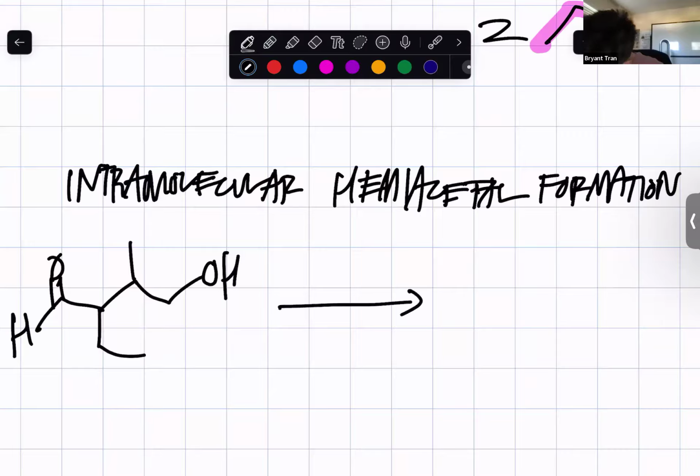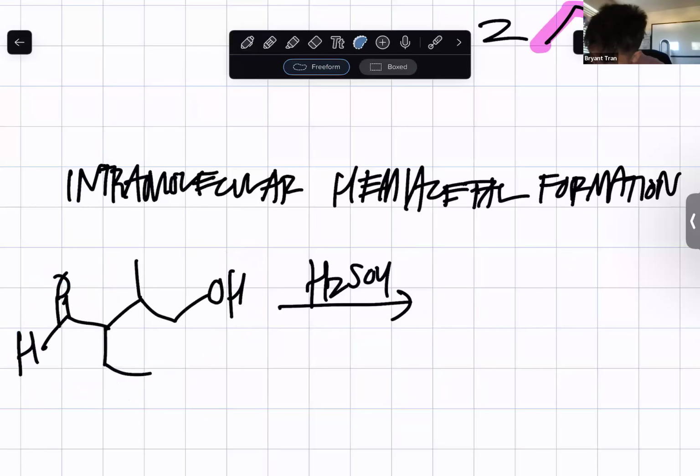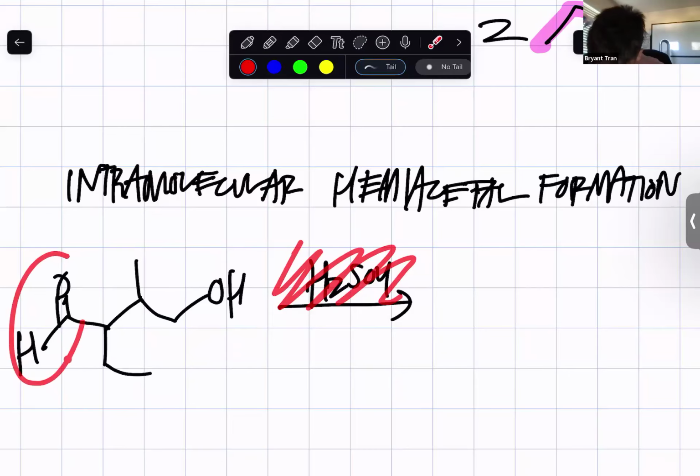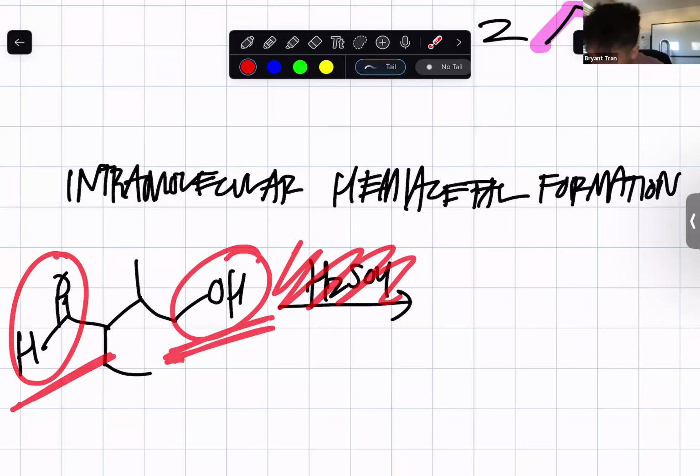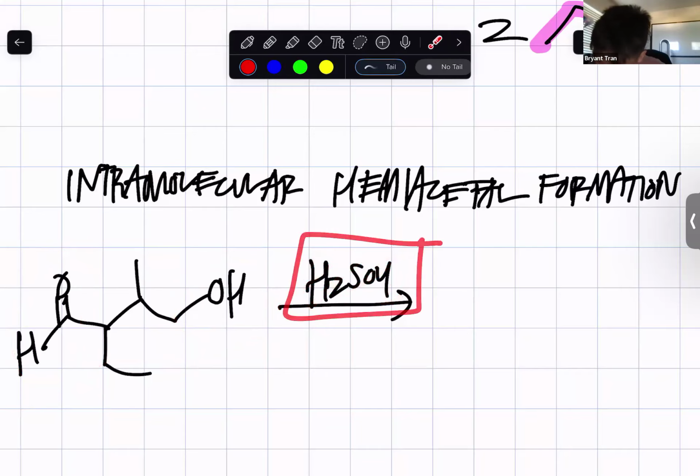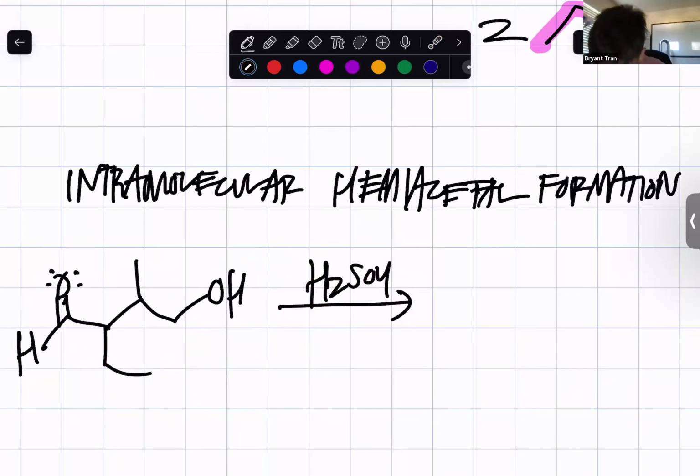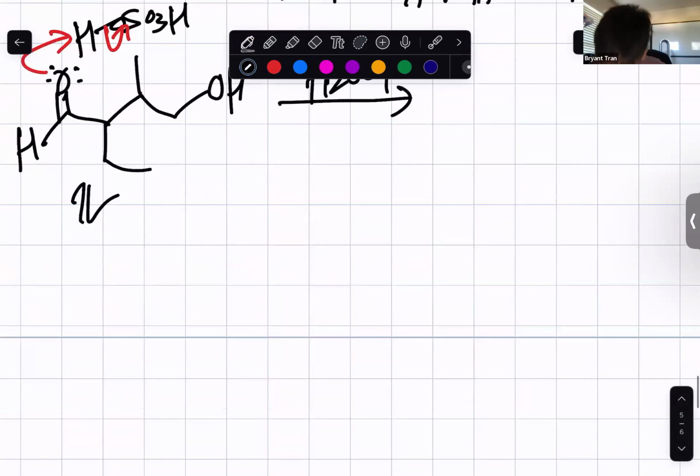Okay, and then acidic conditions, H2SO4. Now, without the H2SO4, there will be no reaction because we have a weak electrophile here and a weak nucleophile here. Because of the acid here, we're going to activate one of them, specifically the electrophile, to make it more positively charged, like that. Similar thing as we did previously with the previous mechanism.